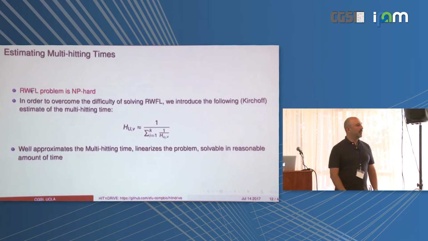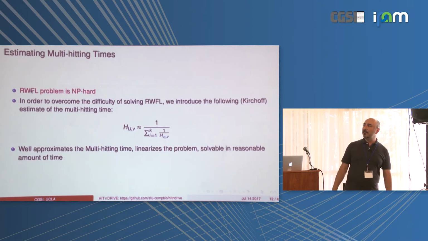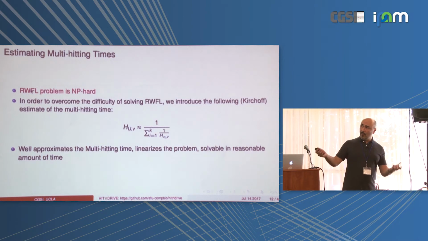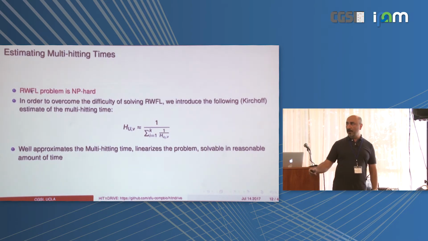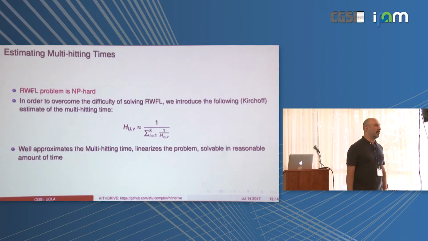Okay, so here's the bad news. The random walk facility location problem is NP hard. In order to overcome the difficulty in solving the random walk facility location problem, we introduced the following estimate of multi-hitting time. Multi-hitting time, I don't even know how to compute.